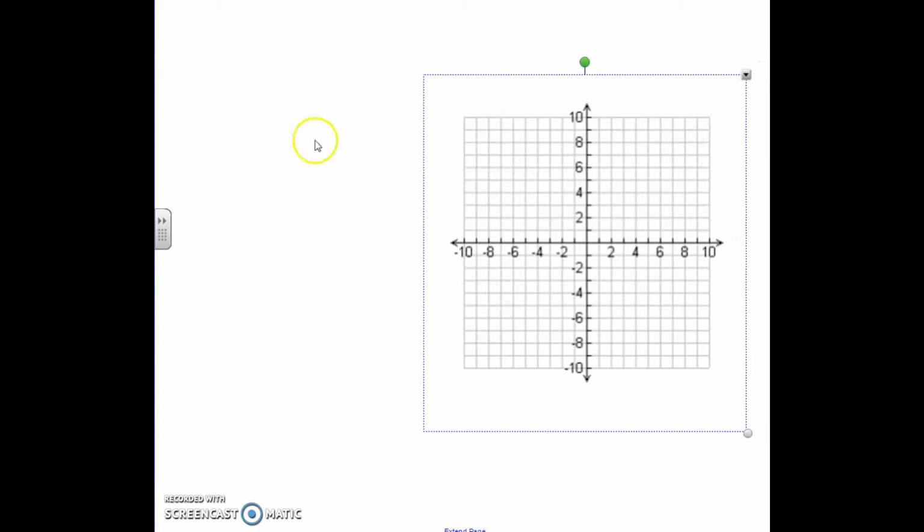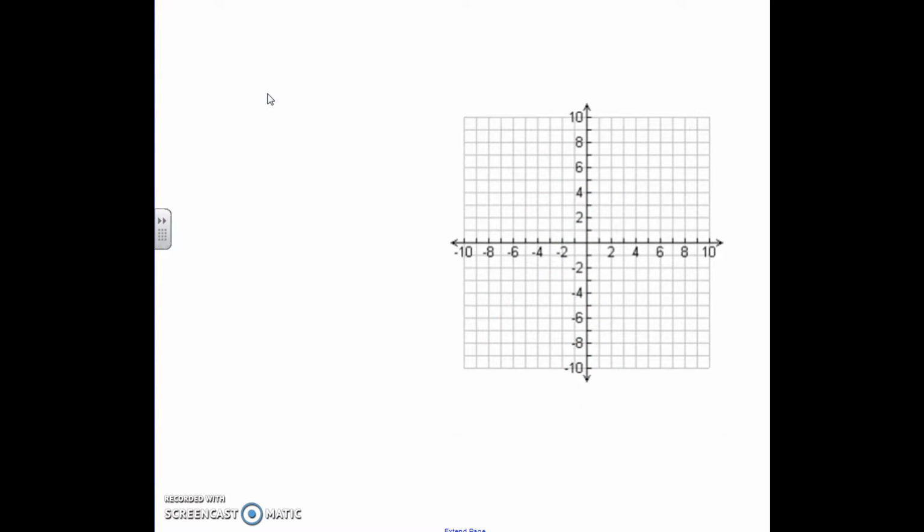Let's move this guy down. Another example, let's look at y equals 5x minus 3. Okay, following the slope-intercept form, the slope is 5, and the y-intercept is a negative 3. You always pay attention to the sign that's in front of that number.